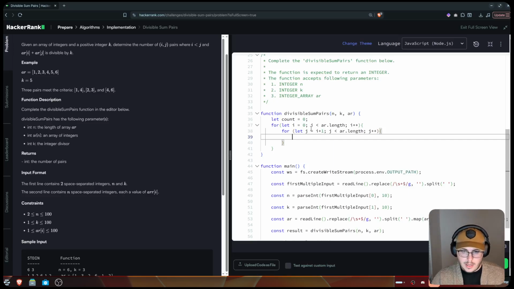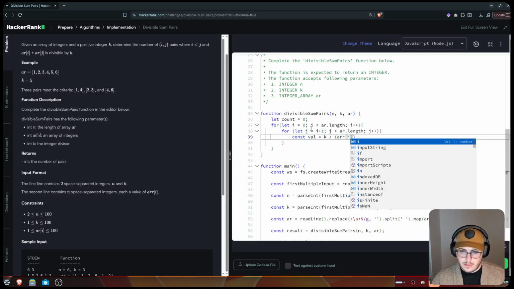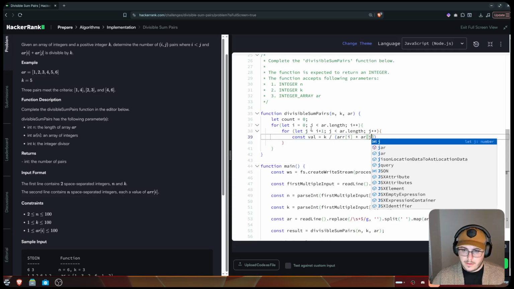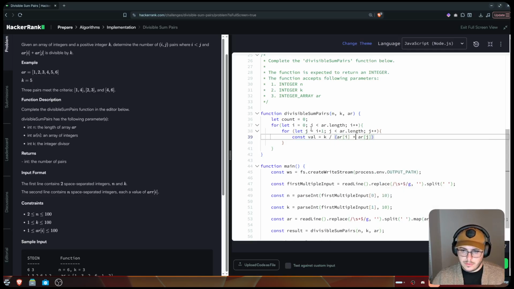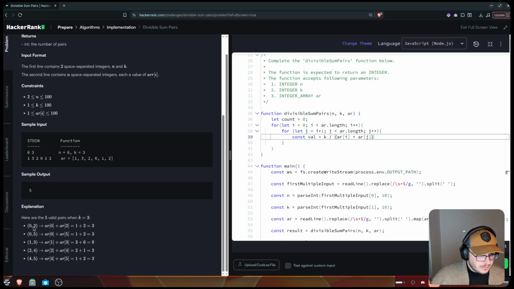So we're going to say val is equal to k divided by ri plus rj. And then I gotta use my arrow keys because there's no motions, I don't think. So k is divided by those. I know that that can't be 0 because of our constraints over here on the side. And I think that's how it works. Or is it the other way around?